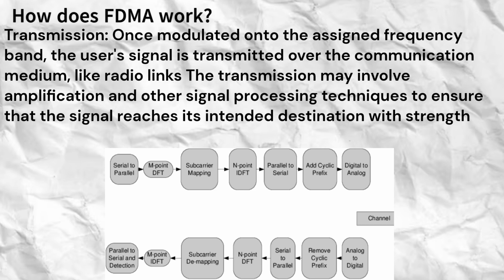Transmission. Once modulated onto the assigned frequency band, the user signal is transmitted over the communication medium, such as a radio link or a coaxial cable. The transmission may involve amplification and other signal processing techniques to ensure that the signal reaches its intended destination with sufficient strength and quality.